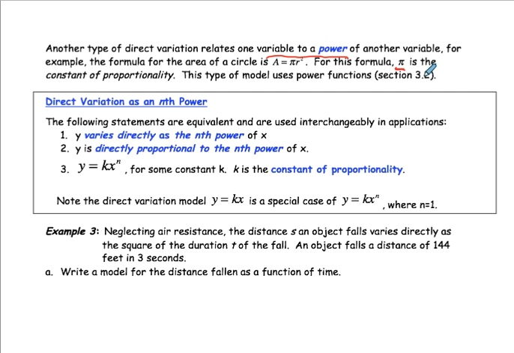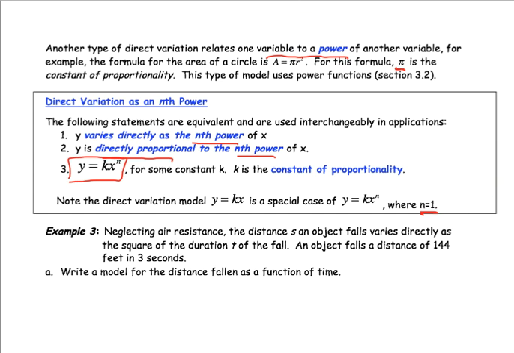Okay, so we can have direct variation as an nth power, and these are the equivalent statements that you need to be familiar with. We can have y varies directly as the nth power of x, or y is directly proportional to the nth power of x, or the equation y equals k times x to the n for some constant k, where k is a constant of proportionality. Note, the model we just studied, y equals kx, is a special case where n is equal to 1.